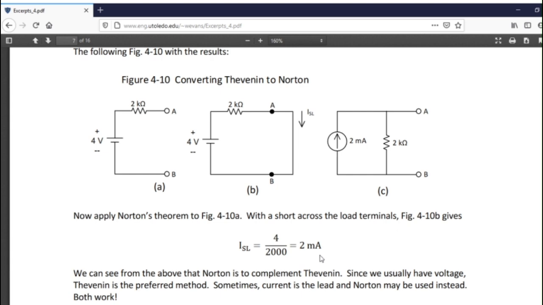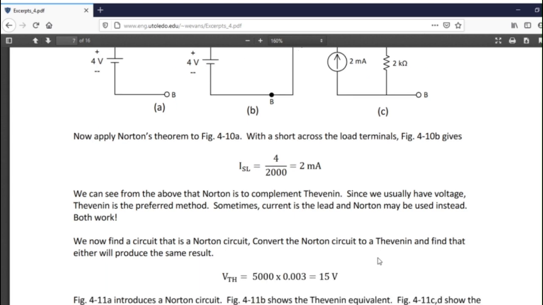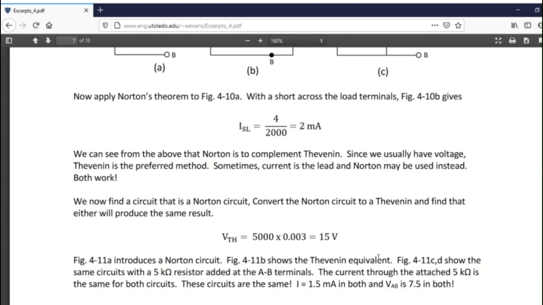So the Norton is the complement of the Thevenin. Since we usually have voltage, it is referred to as Thevenin, and Thevenin is preferred over Norton. Sometimes current is the lead, however, and Norton may be used instead of Thevenin, but both work. Both of these work. Okay.